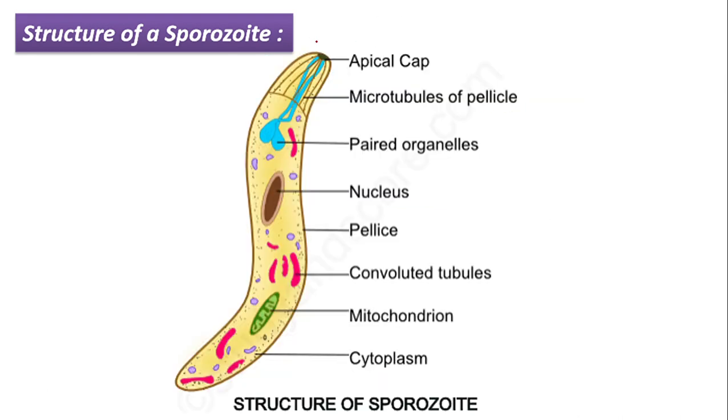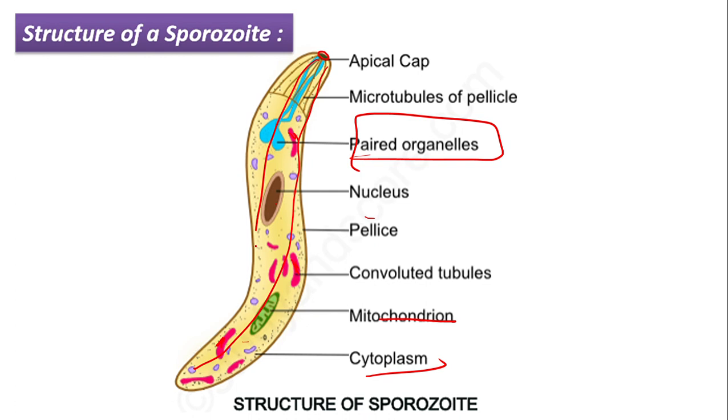Now, see the structure here. Follow the structure given in your textbook. This is your apical cup, and then this is your secretory organelles, a pair of secretory organelles. Then you have the nucleus, then the convoluted tubule. See this pink one, distributed all over the body. Then you have mitochondria, cytoplasm, the pellicle is the outer body, and then microtubules spread all over the body, as per your NCERT and Telugu Academy book. So draw like that.